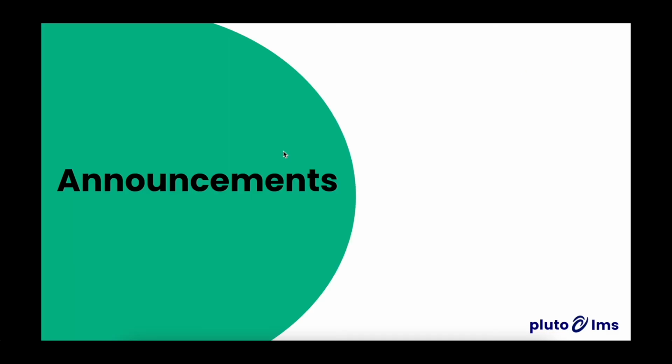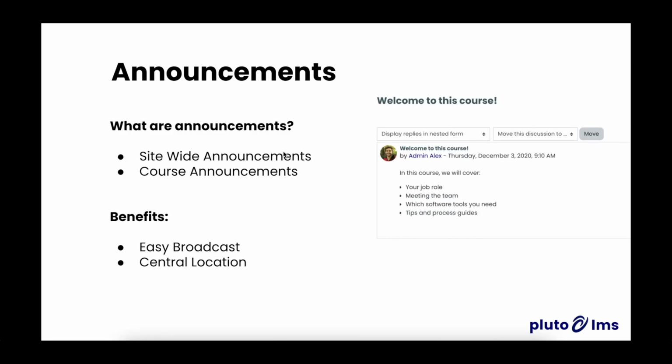The next thing we're going to talk about is announcements. So what are announcements? The difference between an announcement and a message is an announcement is more of a broadcast. An announcement is something within your course that allows you to actually send out a broadcast to that entire course. You can also do this at a site-wide level, and I'll show you what that looks like. And then obviously you have the benefit of having this all in a central location.